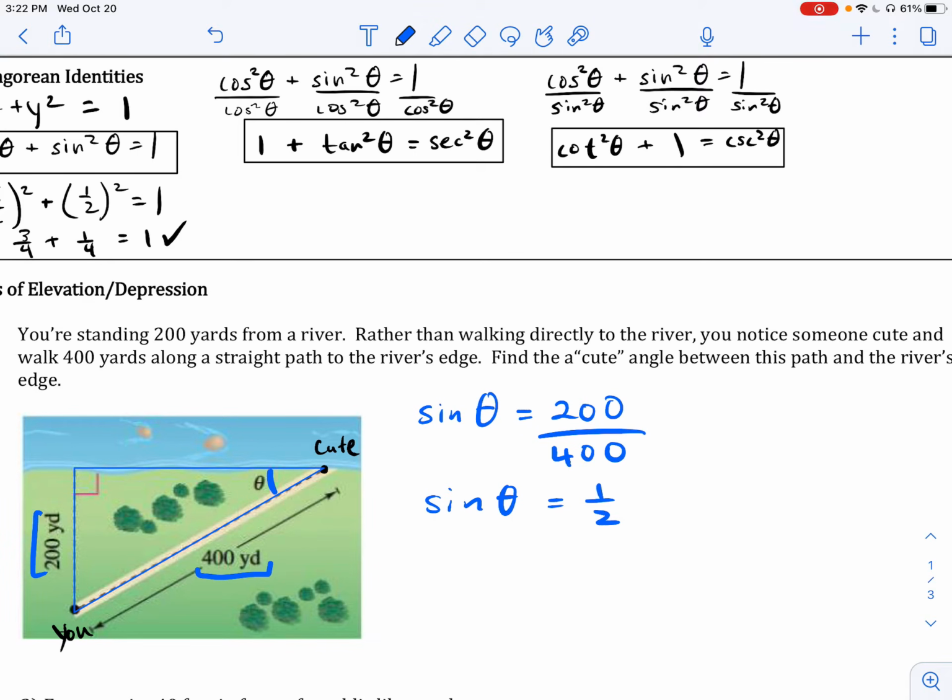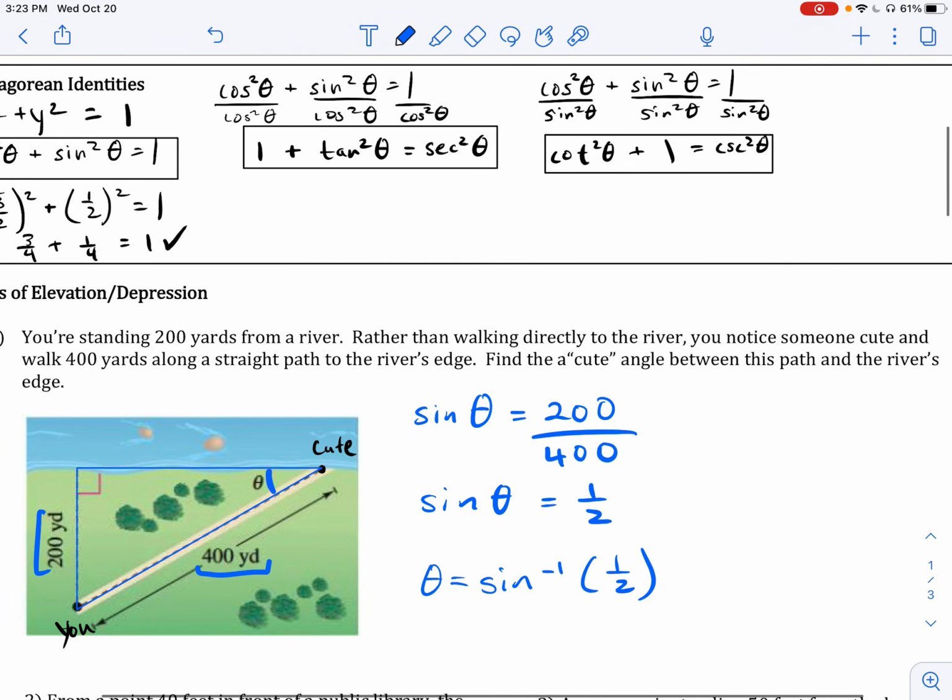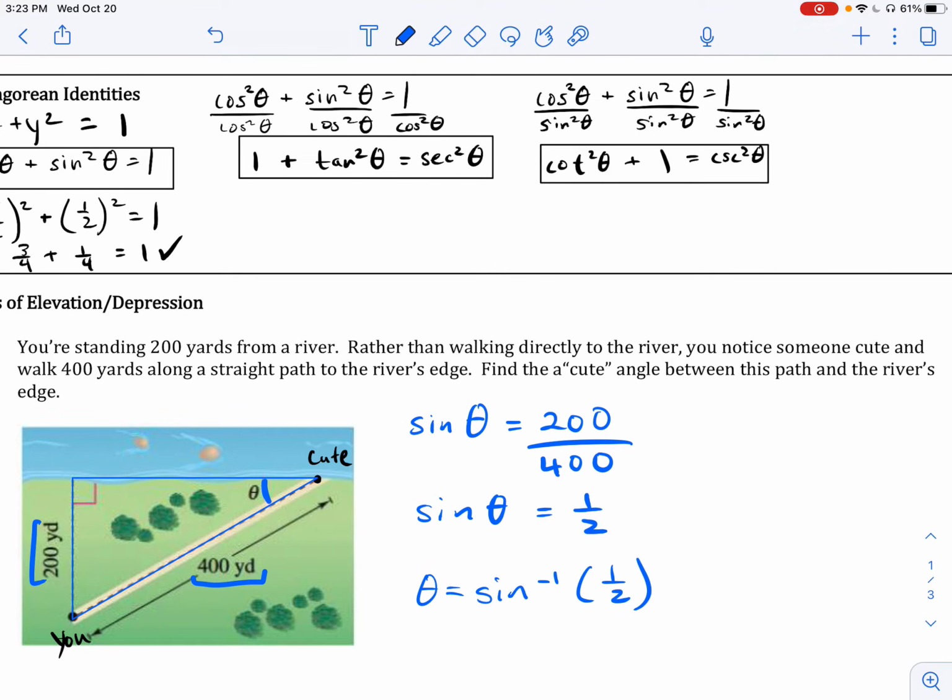So then what is theta? Well, some of you may be thinking, I can use inverse trig functions. I could say that theta is equal to the inverse sine, or the arcsine, of 1/2. And you could do that, but we're not quite there yet. We'll actually talk about inverse trig functions a little later in the chapter.